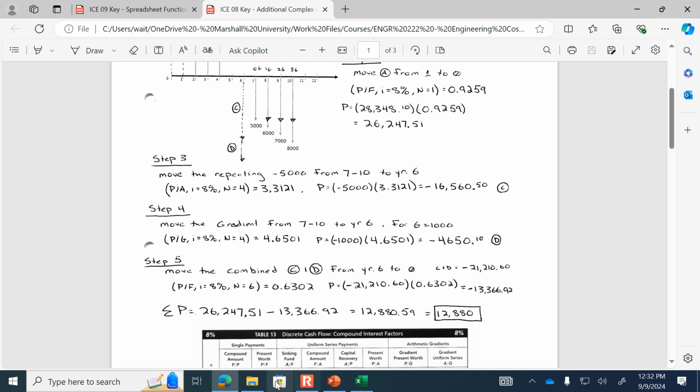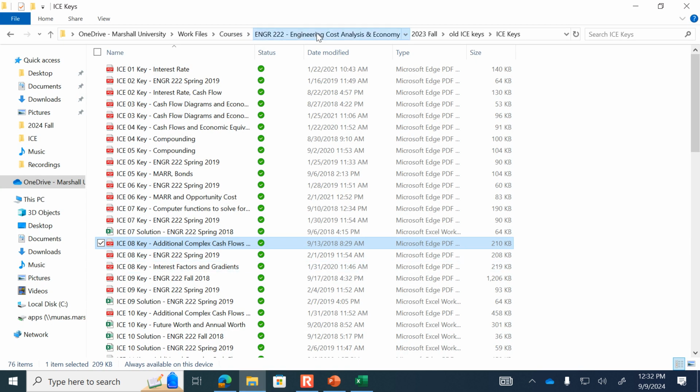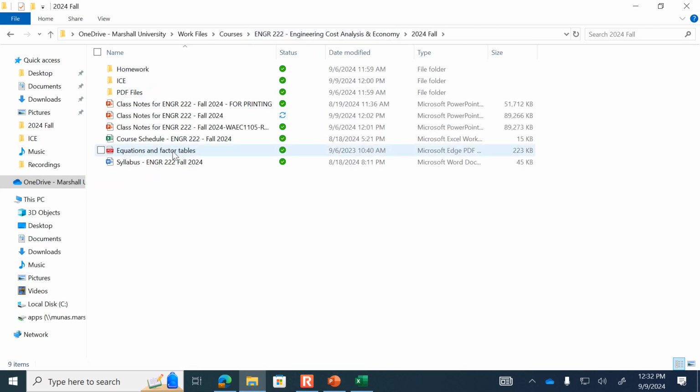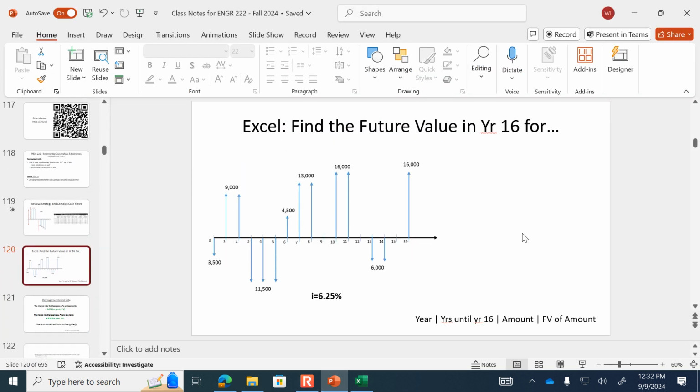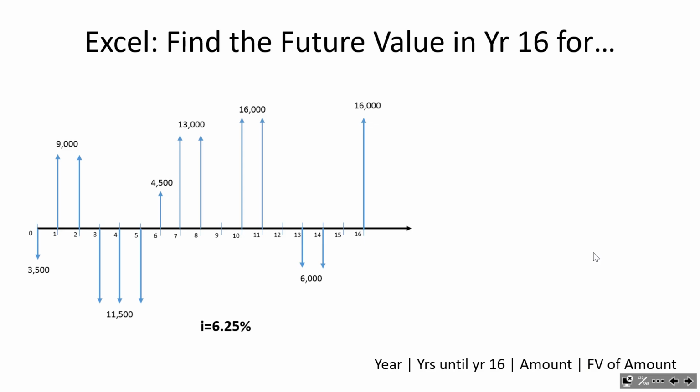All right, so the second problem. Let me pull up the second problem so that it's recorded in the lecture. Actually, it might be as a slide. All right, find the future value in year 16 for this cash flow diagram.